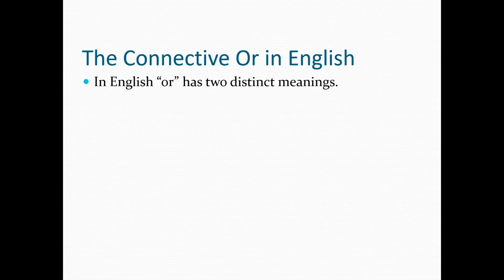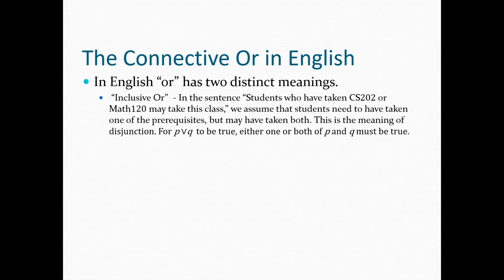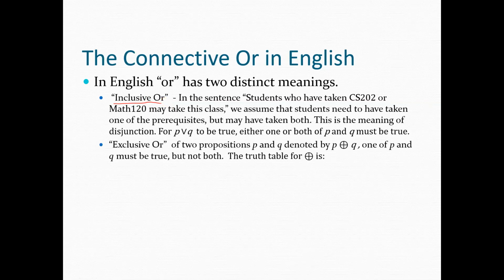In English, or has 2 distinct meanings. One of the meanings we have already discussed, this is called inclusive or, and there is another type of or which is called exclusive or. The exclusive or of 2 propositions P and Q is denoted by this symbol.